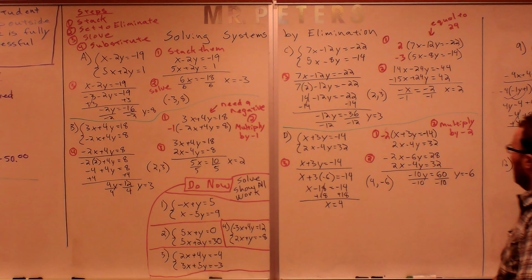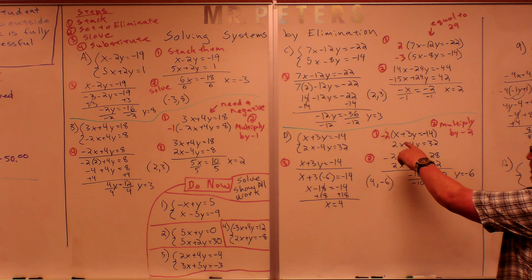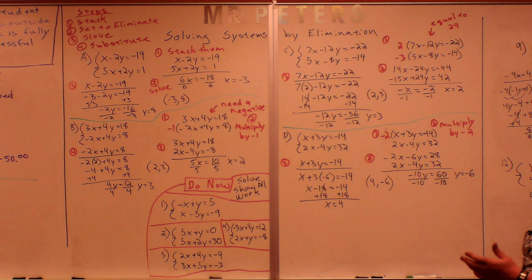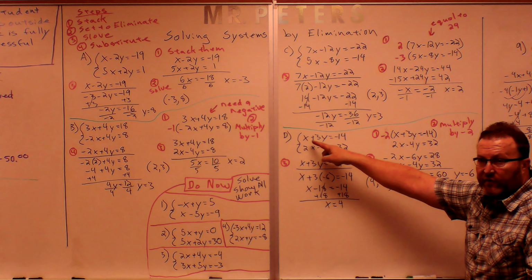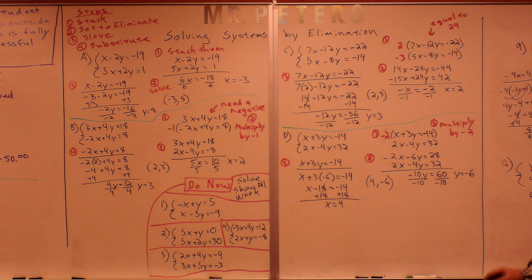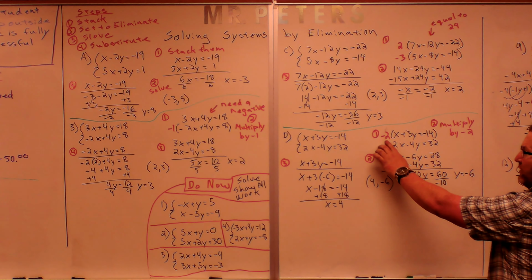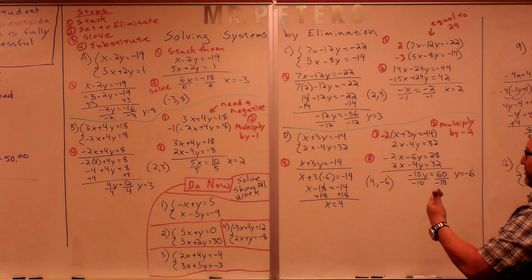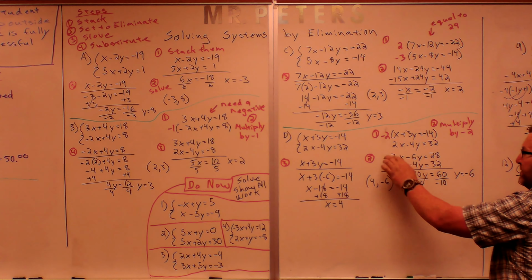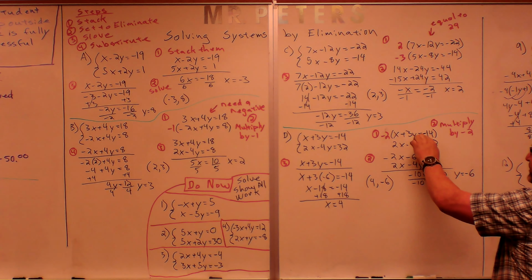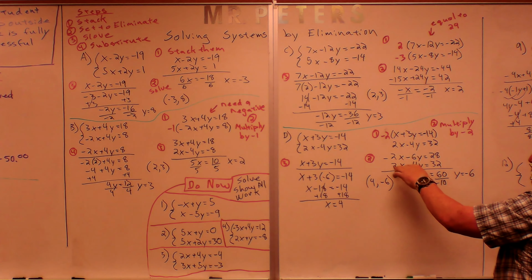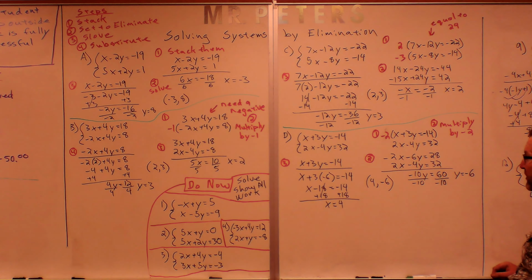Okay, so here, this one's fairly easy because we have an x and a 2. So if I multiply this one by negative 2, then I can get them to cancel each other out. So I'm going to put this negative 2 on the outside after I stack them, and then I'm going to do distributive property. So negative 2 times x, negative 2x, negative 2 times 3, negative 6, negative 2 times 14, positive 28. Bring down the rest of the equation, and then solve for it.